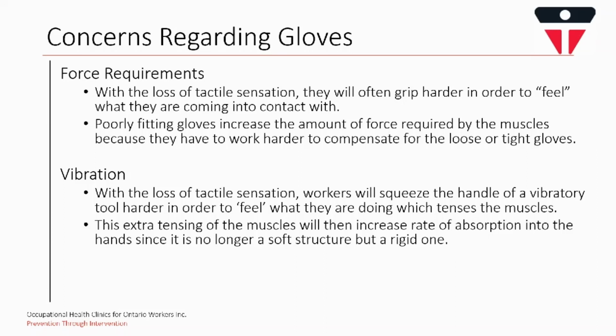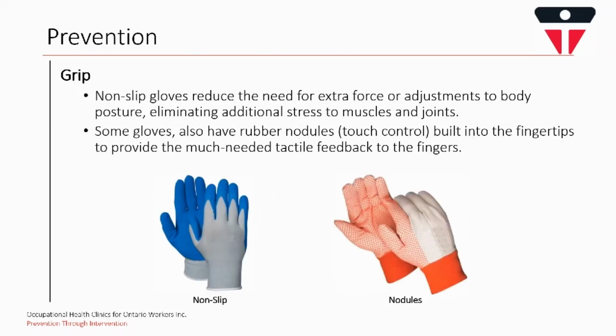With respect to grip, non-slip gloves reduce the need for extra force or adjustments to the body posture, eliminating the need for additional stresses to the muscles and joints. Some gloves have rubber nodules or touch control built into the fingertips to provide that much needed tactile feedback to the fingers.